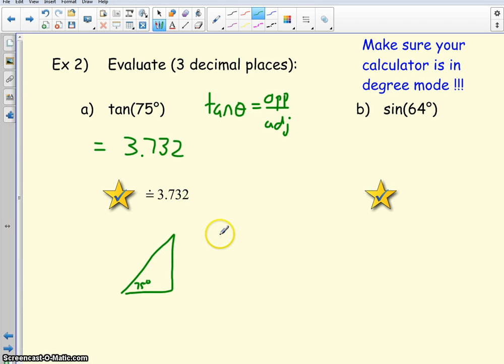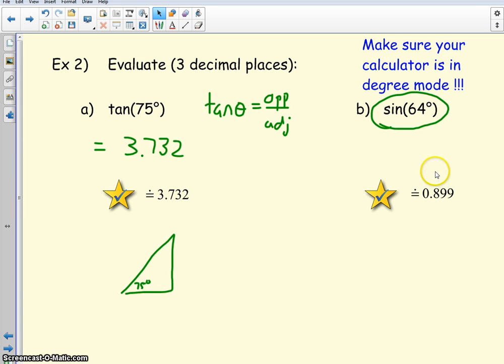So looking at the other example over here, you have sine of 64. Run that through your calculator, and it should give you an answer of 0.899. And what this means, again, sine is the ratio between the opposite and the hypotenuse side, so that ratio would be 0.899 in that triangle.